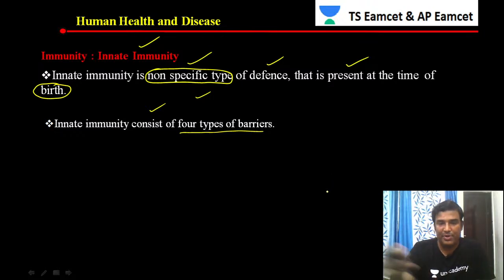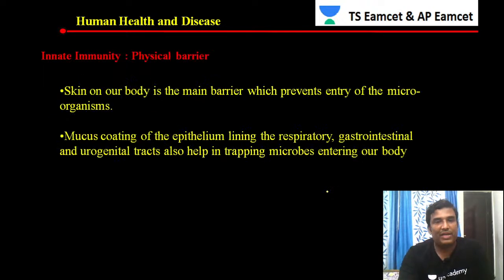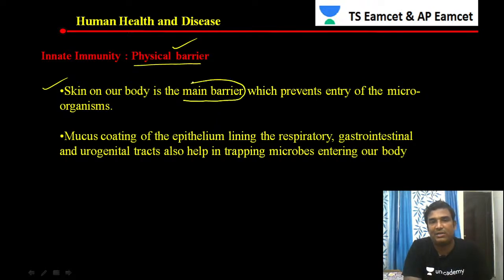So innate immunity consists of 4 different types of barriers. Let us see what they are. The first one is the physical barrier. In that, the skin on our body is the main barrier. Skin itself is a major barrier.